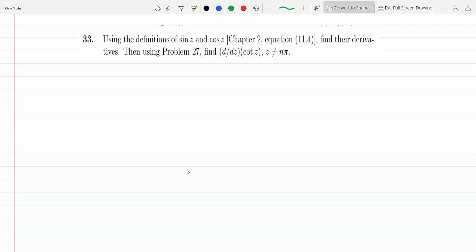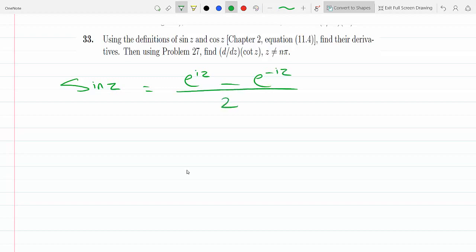What was the definition? So the sine of z is e to the iz minus e to the negative iz over 2i. From the definition, the exponent... over plus or minus? You sure? Minus, yeah. The cosine is plus and there's no i.